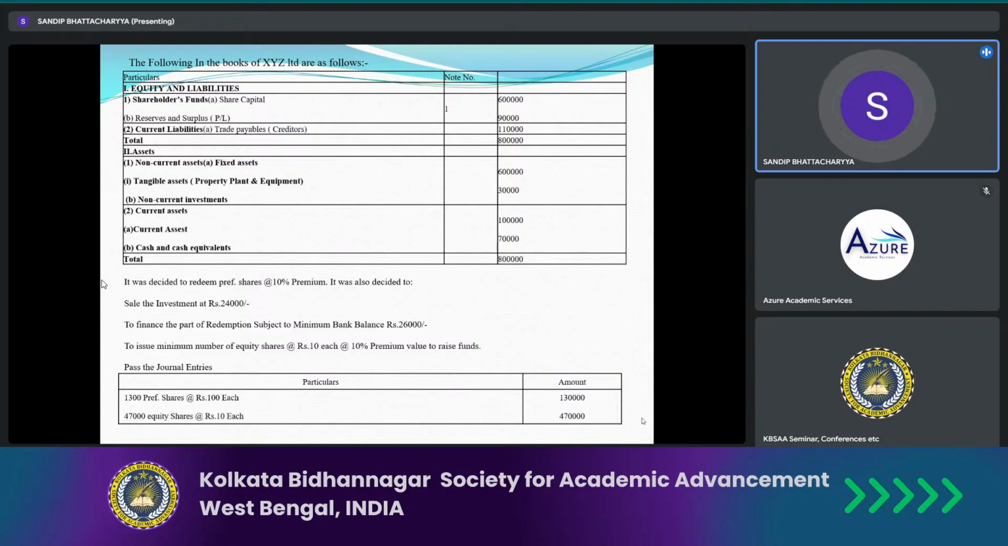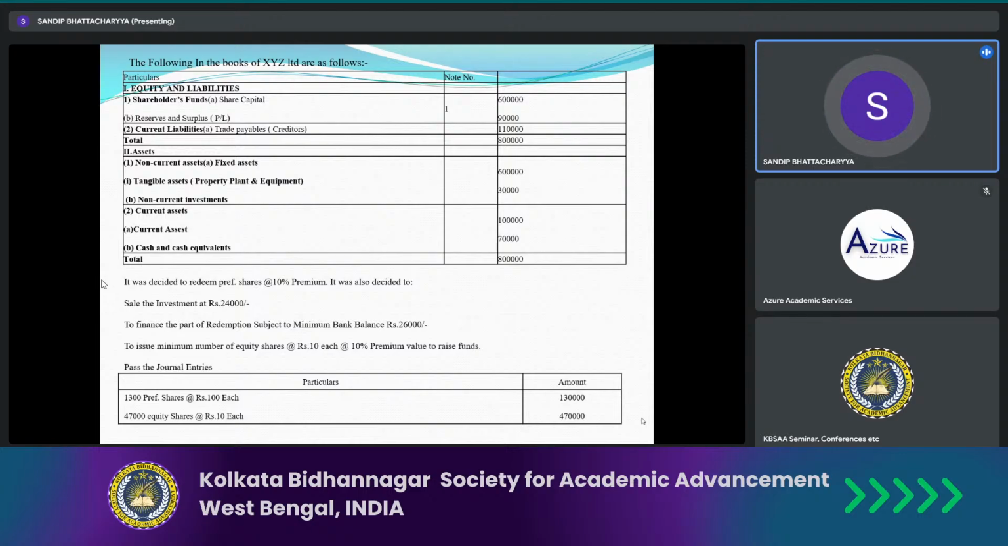We are having another category of asset, that is the current asset. Under the current asset is rupees 1 lakh, and the cash and cash equivalent is to be given in a separate category, 70,000. So 6 lakh 30 plus 1 lakh plus 70, that is rupees 8 lakh. So this is the entire form of the balance sheet.